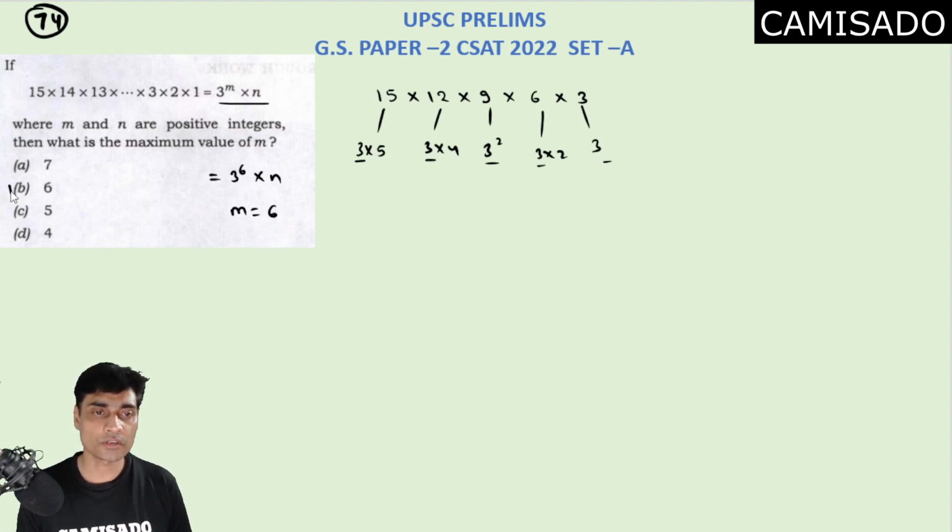So this is the correct option. Remember, we have to consider the power of 3 only. That's why I have taken all these things. Otherwise, if you take 14, there is no harm in taking 14. It will be 2 into 7 only. So I am not considering that, because I have to calculate the power, or degree, on this particular number 3.